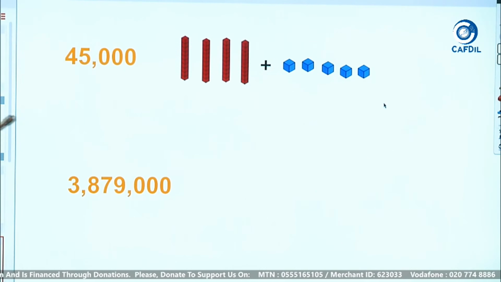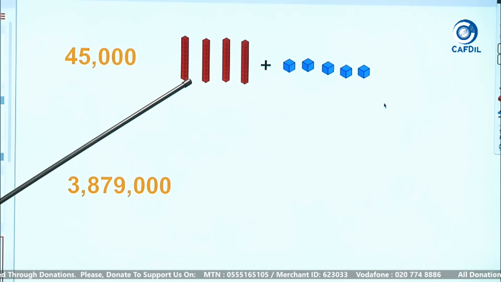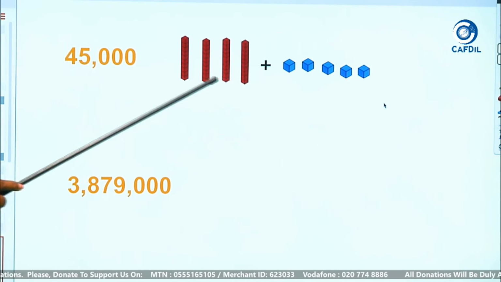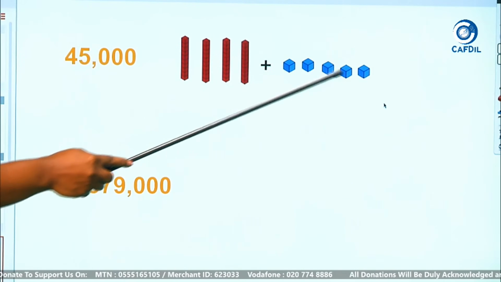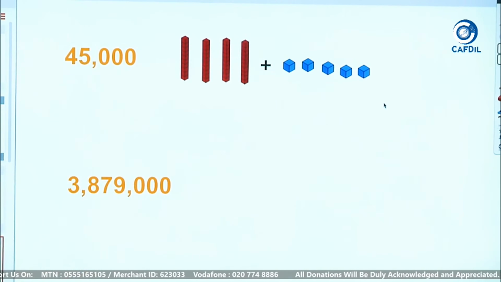We are modeling it. So this will give us 4 longs plus 5 units. When we add their value, we will have 45,000. I want you to do the last one for me. Just 30 seconds.